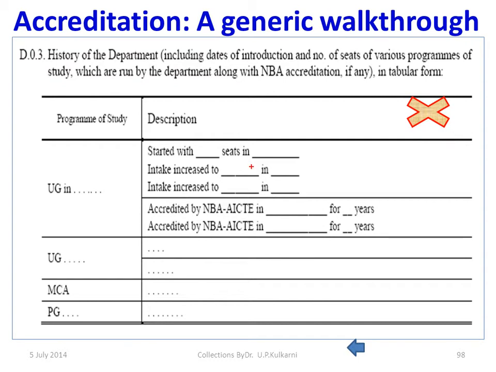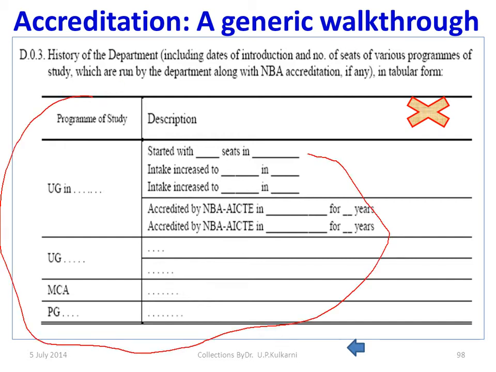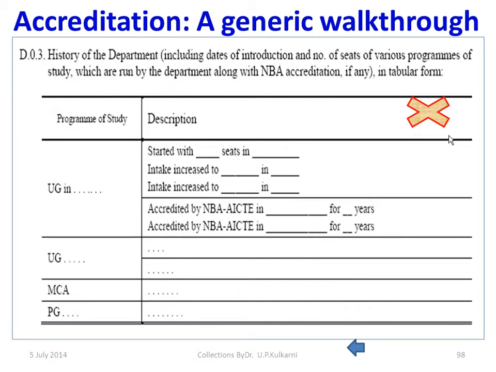Many times, many people say, look at that, it is a history of the department. This is the format that is given by NBA, and people try to fill it as it is. Please don't do that. Suppose in your institution, you don't have an MCA program, then many people keep it as it is, MCA dot dot dot and all. Please try to avoid it. Rather, the same information you can structure properly, which looks better and gives a good feeling to the reader.